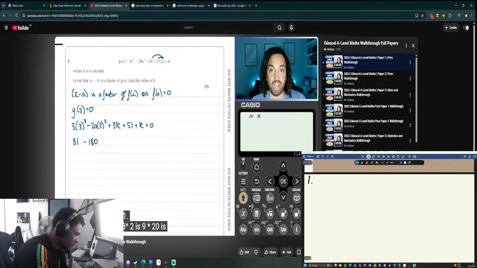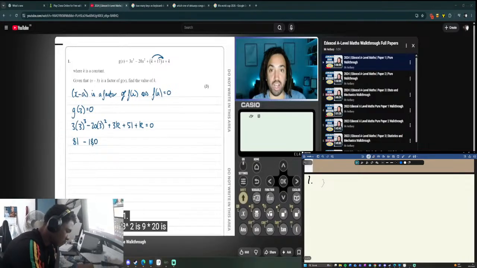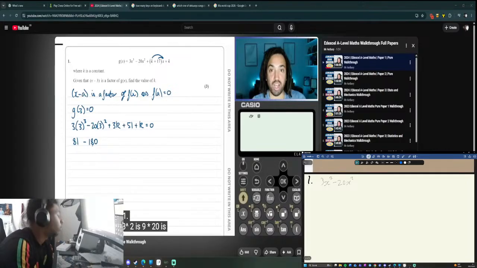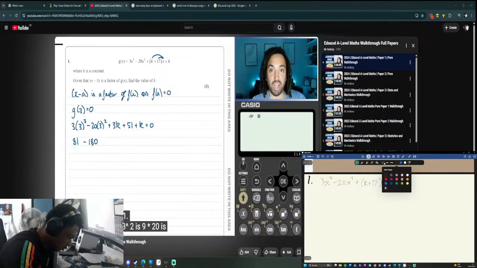So, this is the function. 3x cubed minus 20x squared plus 3kx plus 17x plus k. Can I make this a little bigger? Or is this just how it is? Just small, medium, large. Okay.